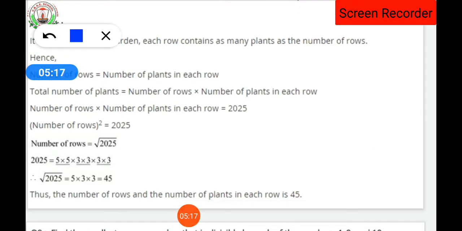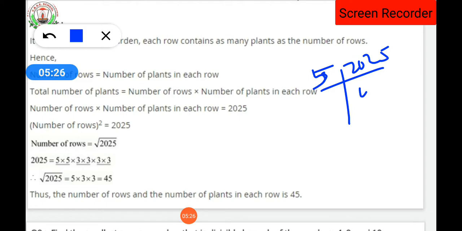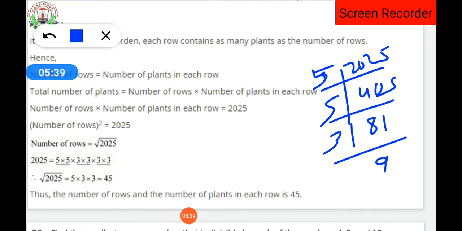So finding the square root of 2025, find it by the table of 5. Here 20 comes 4 times, then 0, then 25 comes 5 times. Now find it again by the table of 5, then 3, and here 1. Then find it by the table of 3, you will get 9.